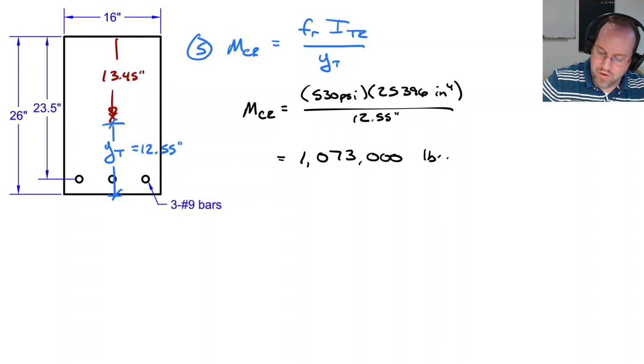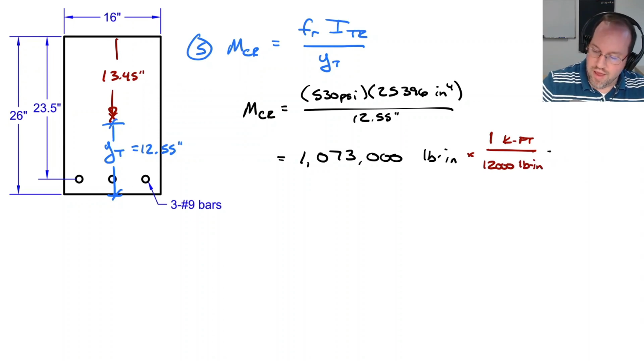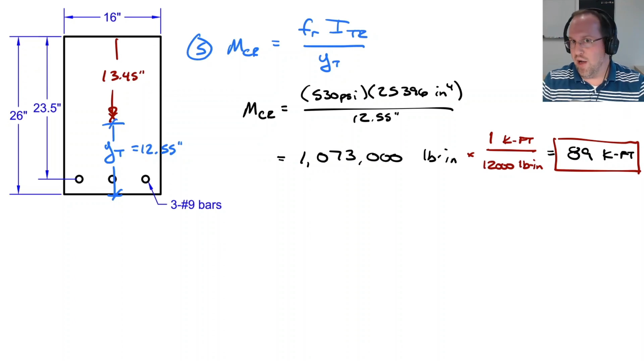And that is going to be a moment of 1,073,000 pound inches. Now, I want to convert that to kip feet because that's a more convenient unit for moment diagrams and such. I'm going to do this conversion in one step here. 1 kip foot is equal to 12,000 pound inches. So that is 89 kip feet. By considering my steel, I increased my cracking moment by about 9 kip feet, roughly a 10% increase, a little bit more than that. Not bad. This is a more exact approximation, but you'll notice that the gross section was actually conservative. I had a slightly lower cracking moment, and that's more often what's used in design.